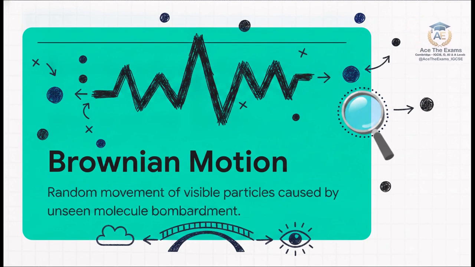Now, why do so many students find the distinction between these key terminologies so impossibly hard? Well, it's actually simple. It's because they completely confuse the macroscopic with the microscopic. Let me clear this up. Brownian motion is the erratic, random, zigzag movement of relatively large, visible particles. Think of things you can actually see under a basic microscope, like pollen grains suspended in water or smoke particles floating in the air.